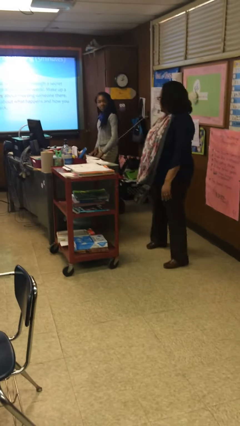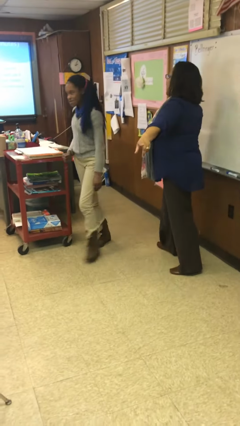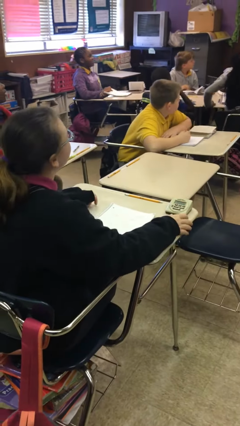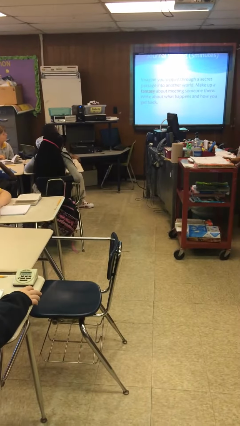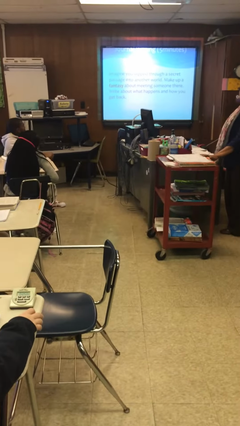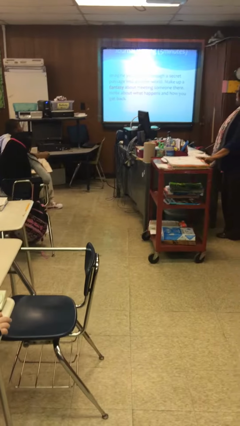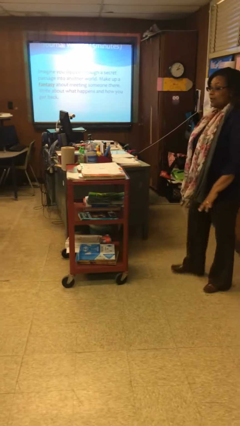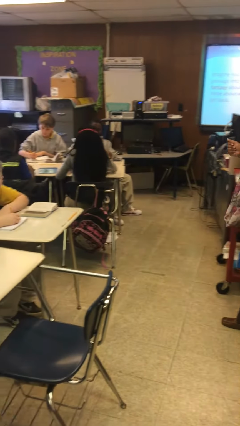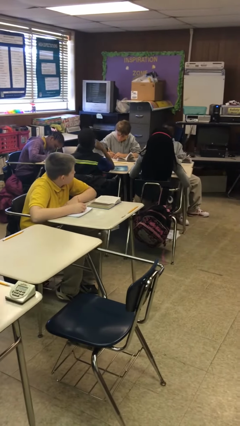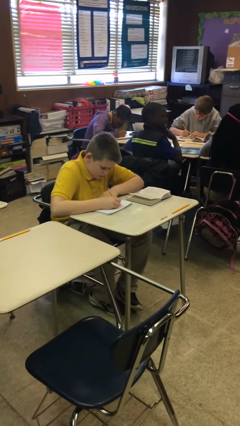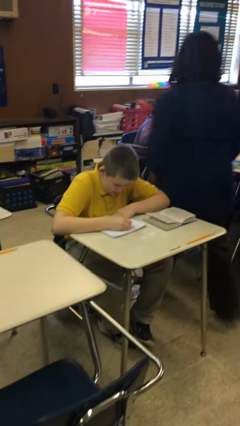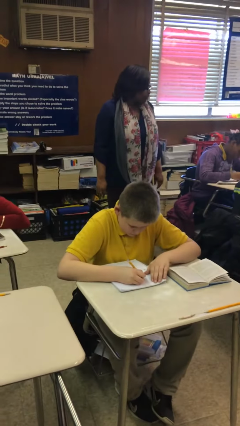Okay. Thank you. Right now you have journal writing. Haley's going to set us 5 minutes. Let's read our journal for today. Imagine you slip through a secret passage into another world. Make up a fantasy about meeting someone there. Write about what happens and how you get back. All right. Start. Come on, let's think. You can do it. Think about what's been going on in the story.